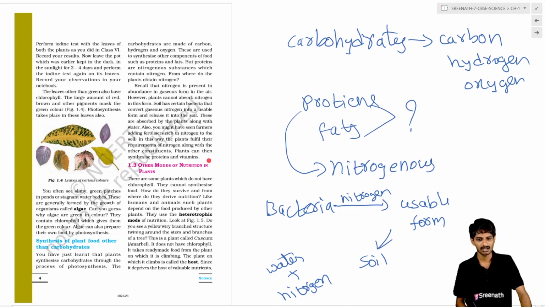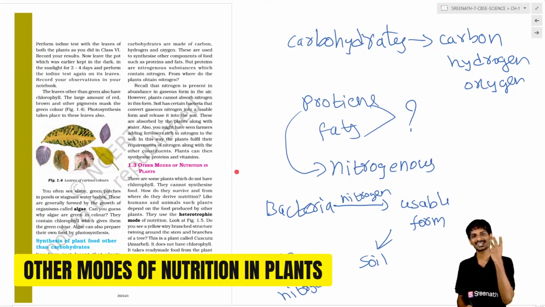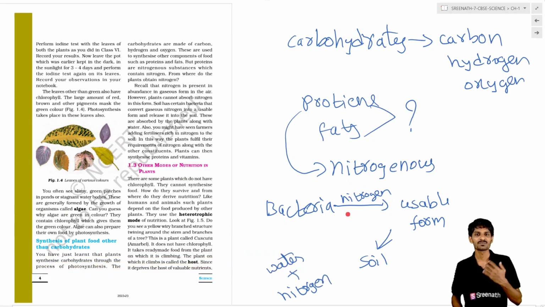Okay, now we have completed the second topic. Now we are getting into the third topic. What is the third topic? Other modes of nutrition in plants. The first mode of nutrition in plants is photosynthesis, where plants prepare their own food. We call it photosynthesis.